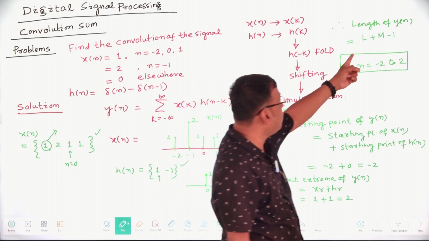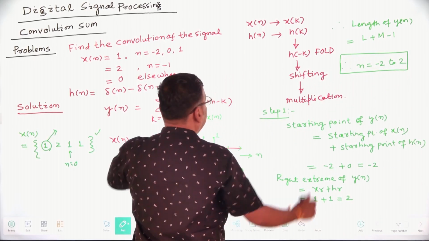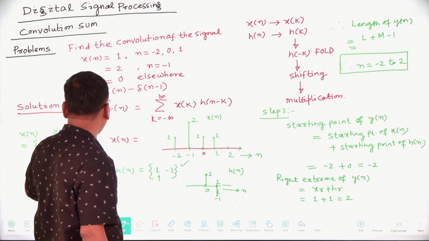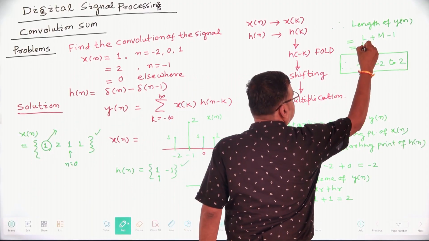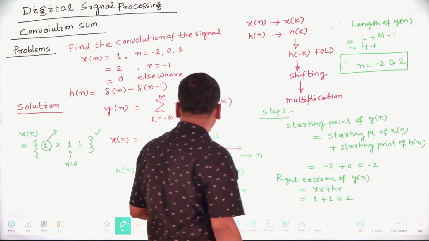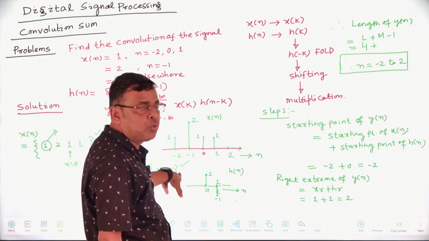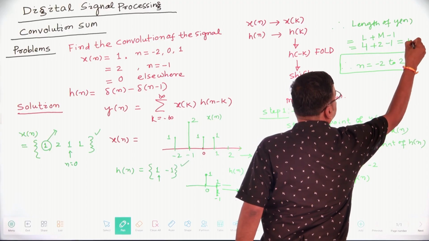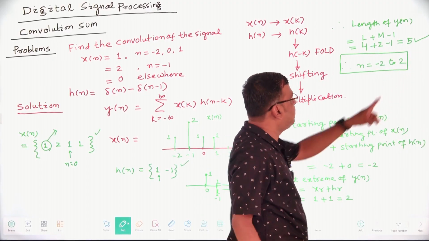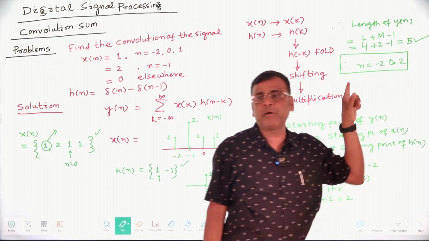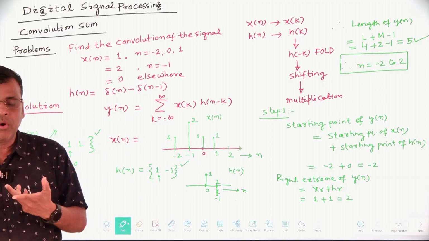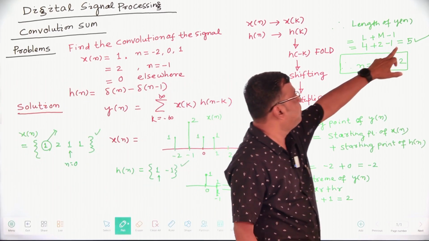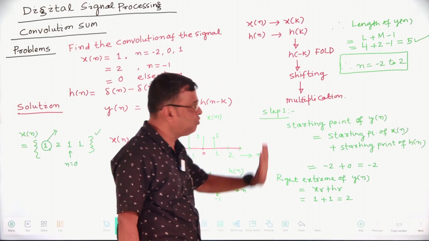Check whether L plus M minus 1 is 5 or not. Length L is nothing but the length of x of n. So the length of x of n is how much? 1, 2, 3, 4. That is 4. Plus M, the length of h of n. The length of h of n is how much? 2. Minus 1. 4 plus 2, 6 minus 1, that is 5. So this 5 is satisfied. N equal to -2 to 2, that is 5 intervals for n. That's why it matches, and your initial procedure is right.